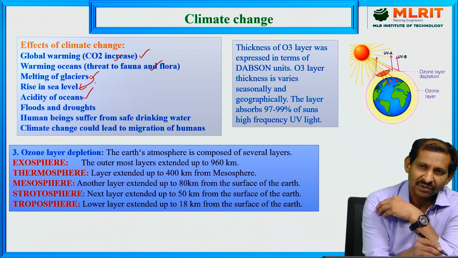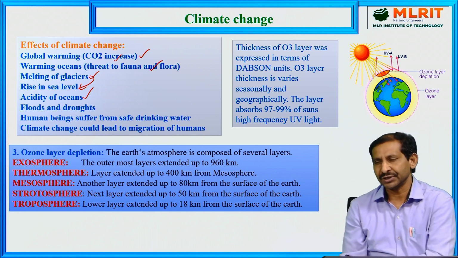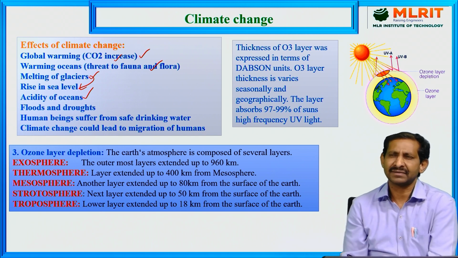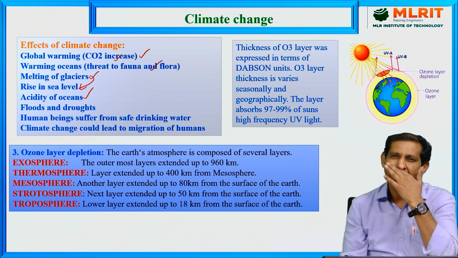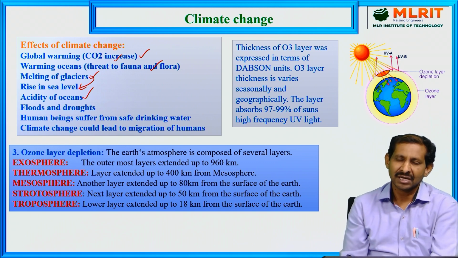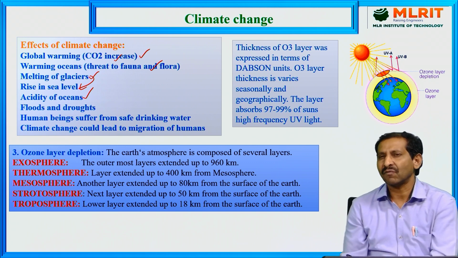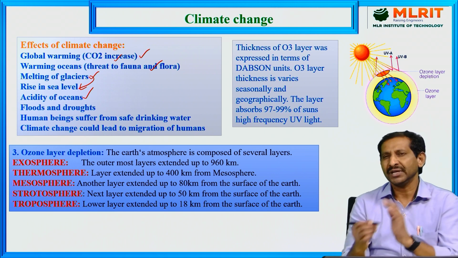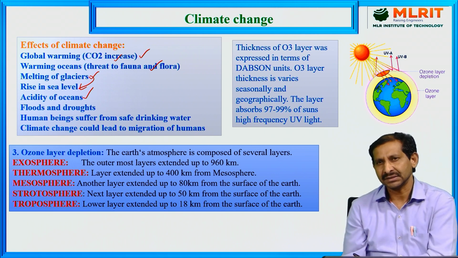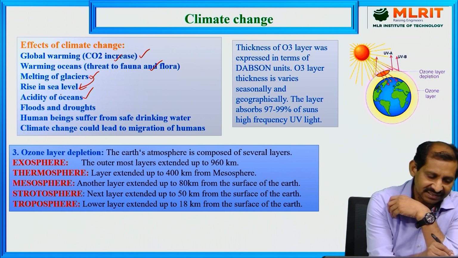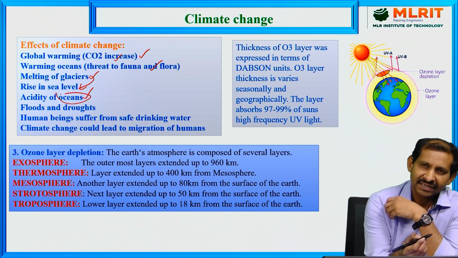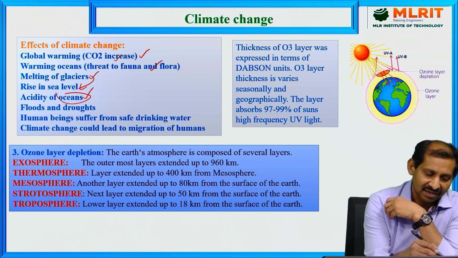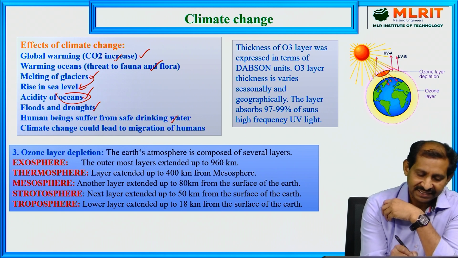Acidity of oceans: when there is more pollution, nitrogen oxides, carbon dioxide, or any sulfur-related oxides present in the atmosphere combine with the water vapor, moisture, or humidity present in the atmosphere. Slowly they convert to acids, so the oceans become acidic, and a more acidic nature is created. Floods and droughts are coming. Human beings suffer from a lack of safe drinking water.